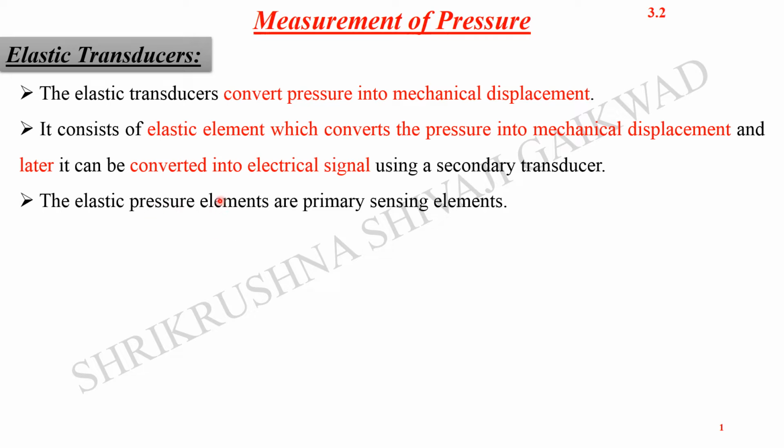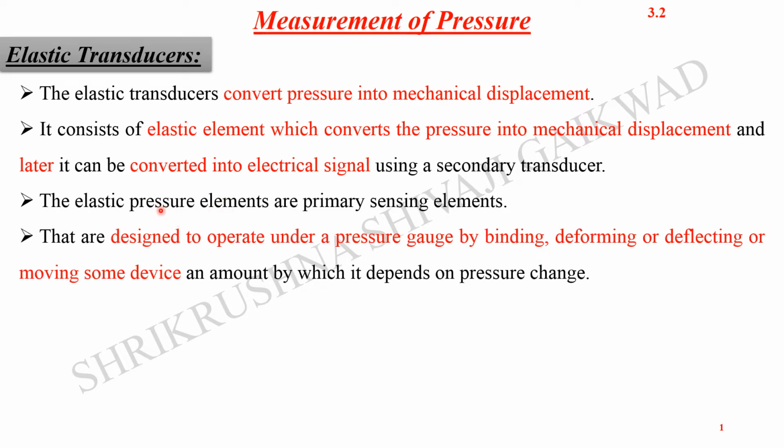Elastic pressure transducer means one which first senses the changes happening in the pressure, and these sensing elements are designed to operate under the pressure gauge by bending, deforming, deflecting, or moving some devices, by an amount which depends on the pressure changes. So these are the gauges on which we will detect the changes happening in the pressure, by bending, deforming, deflecting, moving some devices, and so on and so forth.